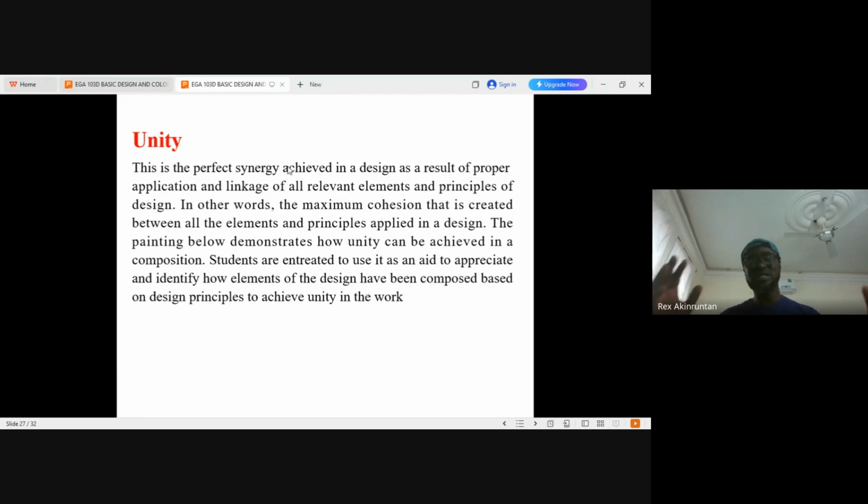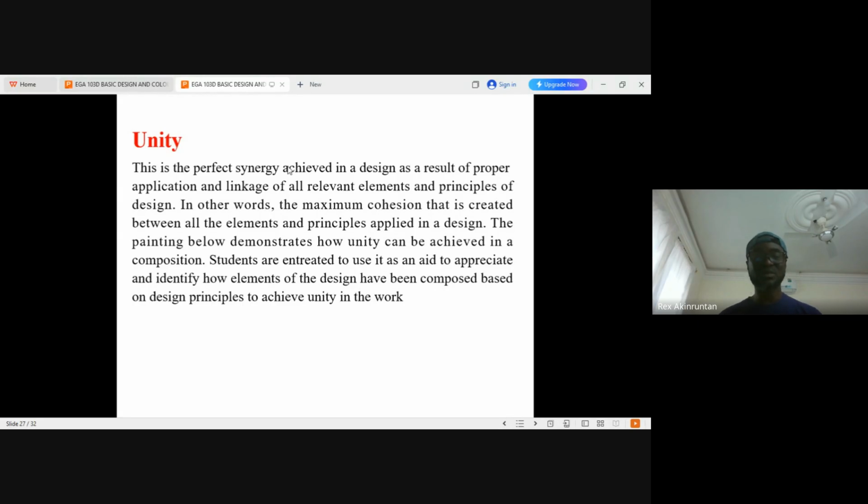So, in terms of design, where everything has been put together overall, all of its elements, principles, all of them have come together, and it is as expected, as achieved, as it is desired. At the end of the day, for it to be a good, presentable design, that is what we mean by unity, when all of it comes together. So in other words, the maximum cohesion that is created between all the elements and principles applied in a design.